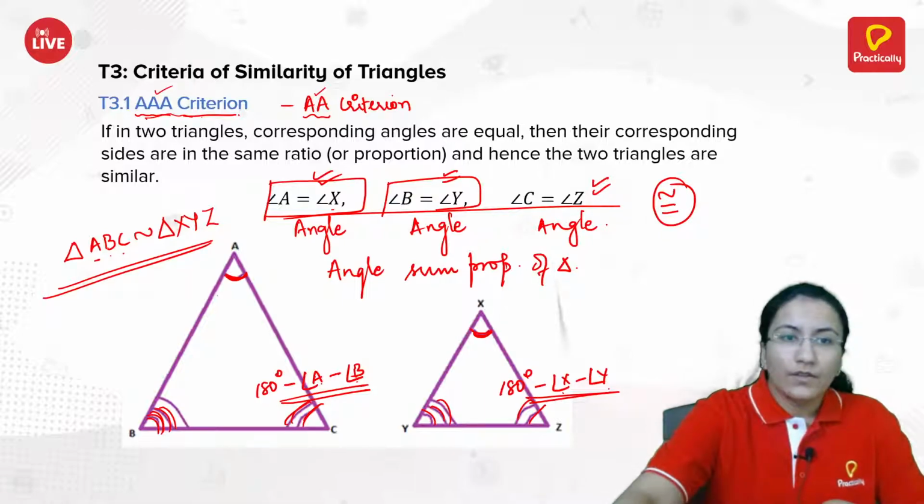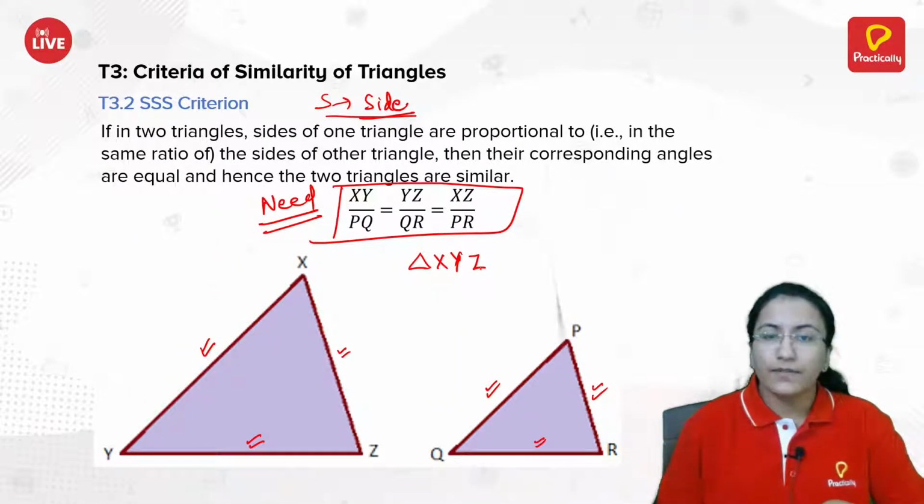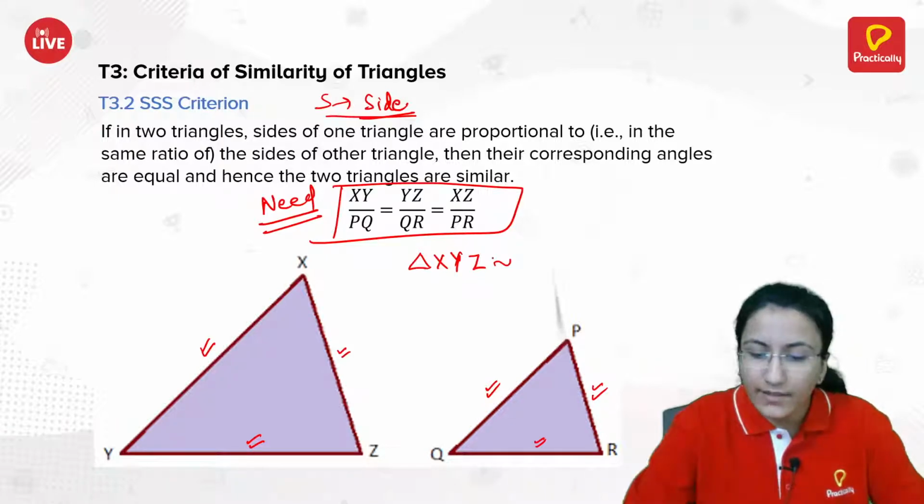Okay. So next, here triangle XYZ. This is similar to, so Yashwant, you are asking timings for what?